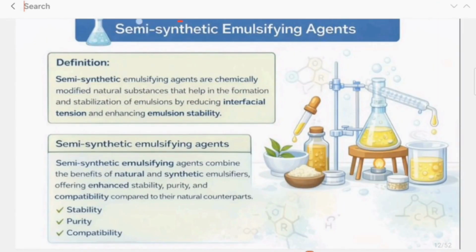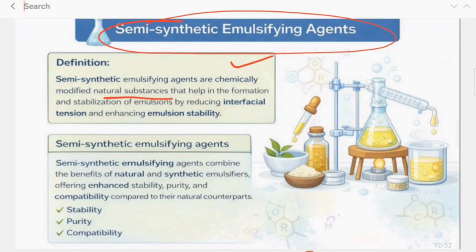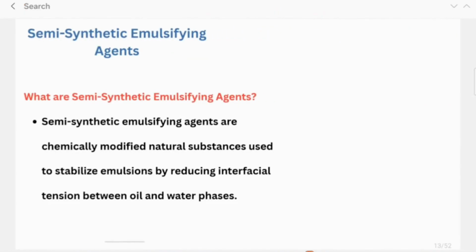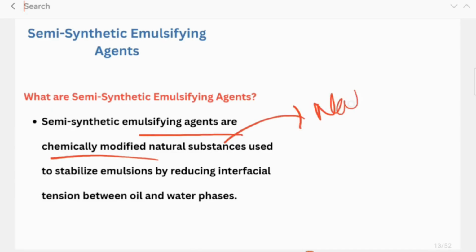Now, semi-synthetic emulsifying agents. What are semi-synthetic emulsifying agents? They are chemically modified natural substances which help in the formation and stabilization of emulsions by reducing the interfacial tension. Here we are using natural emulsifying agents and chemically modifying them. So semi-synthetic means these are emulsifying agents which are chemically modified. They are nothing but natural ones, but chemically modified.